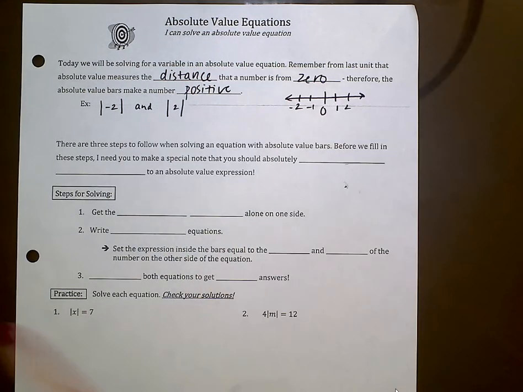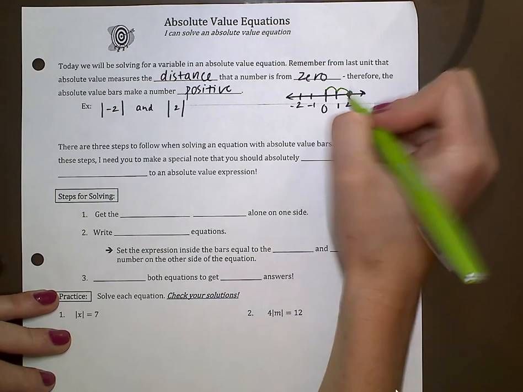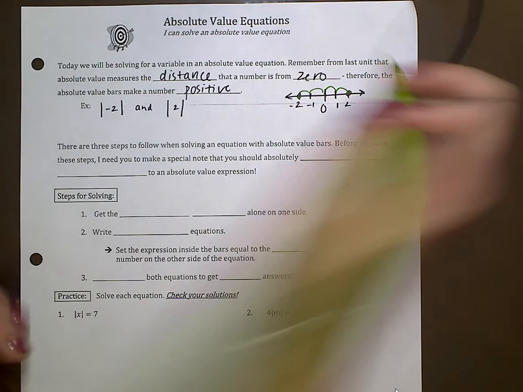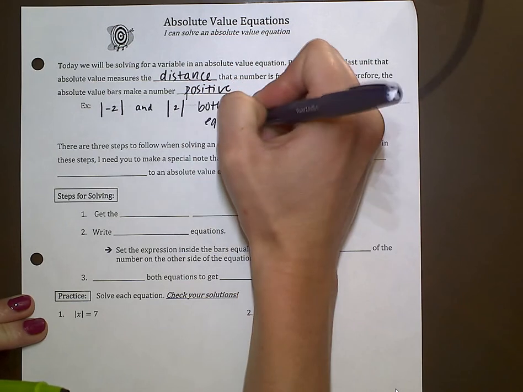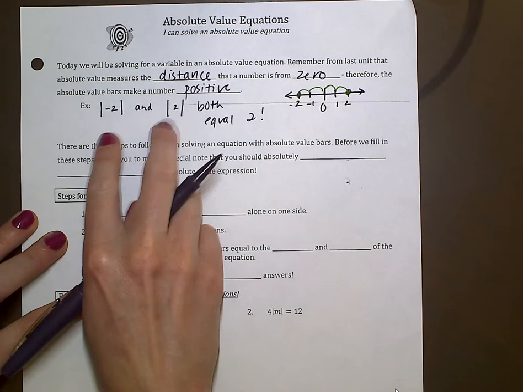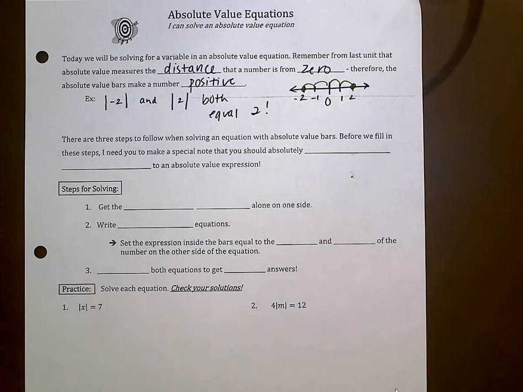Well, think about it. Positive 2, that's what the bars mean. How far is it from 0? That's 2 spots from 0. And negative 2, that's 2 spots from 0. So both of these equal 2. Today you're going to be thinking, if I want the answer to equal positive 2, what are my options for what I could put inside the bars? In this case, there were 2 numbers that would have worked, negative 2 or positive 2. So you might see 2 answers a lot on these problems.